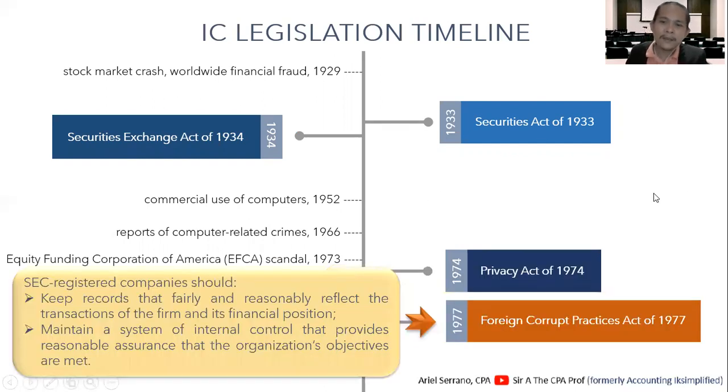Now, dito naman sa Foreign Corrupt Practices Act of 1977, ang mga companies na registered kay SEC ay kinakailangan na mag-keep ng record that fairly and reasonably reflect the transactions of the firm and its financial position. And maintain a system of internal control. Ayan na naman, internal controls that provides reasonable assurance that the organization's objectives are met. So basically, ang mga batas kasi na ito ay in response sa mga nangyayari. So, nagkakaroon minsan ng pressure, from those affected, para maisabatas itong mga enactments na ito, itong mga laws na ito. So, kaya siya, foreign corrupt practices. So, as a result of mga corrupt practices that happened, na naging aware sila.